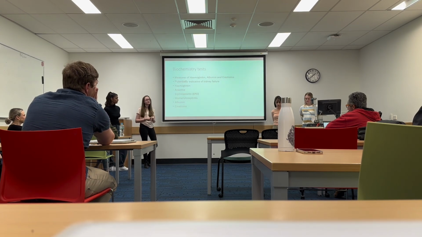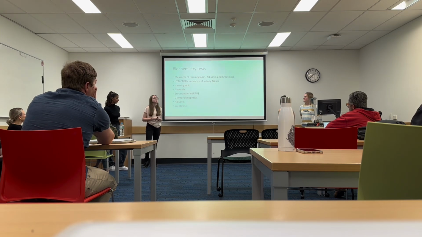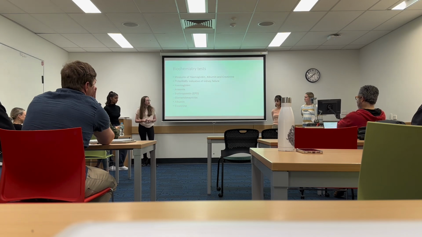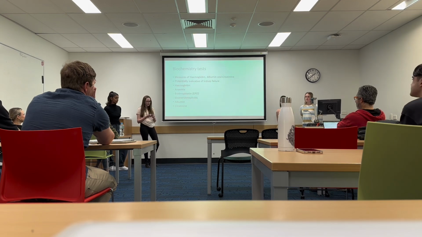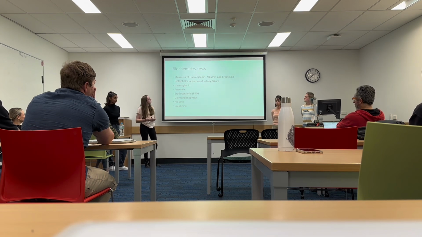Alongside the neurological tests, we also performed other tests in order to diagnose the patient. This included some biochemistry tests, which I will now discuss the significance of. The levels of hemoglobin, albumin, and creatinine assisted in determining how well the kidneys were functioning. Hemoglobin is a protein found in red blood cells that transports oxygen throughout the body. So the amount of hemoglobin in the blood would indicate a lack of red blood cells, which would result in anemia.